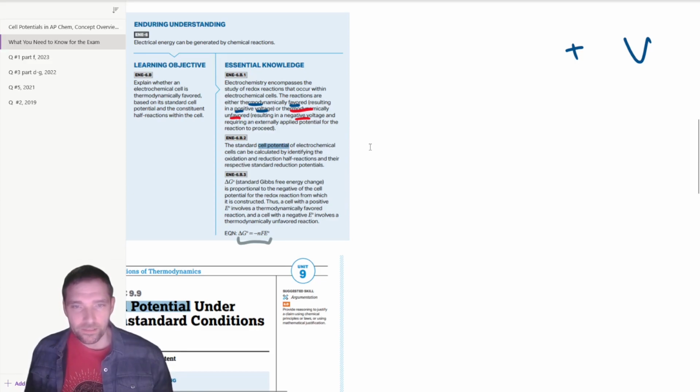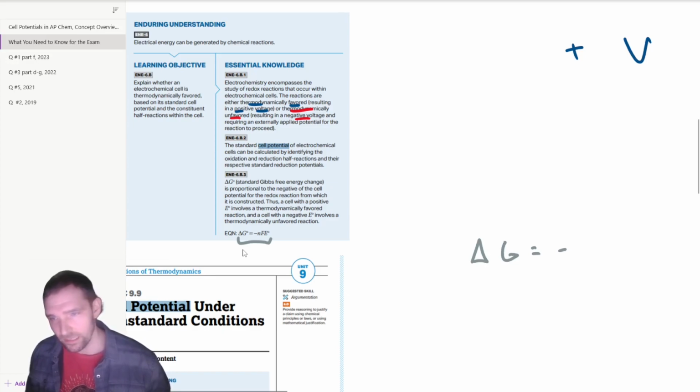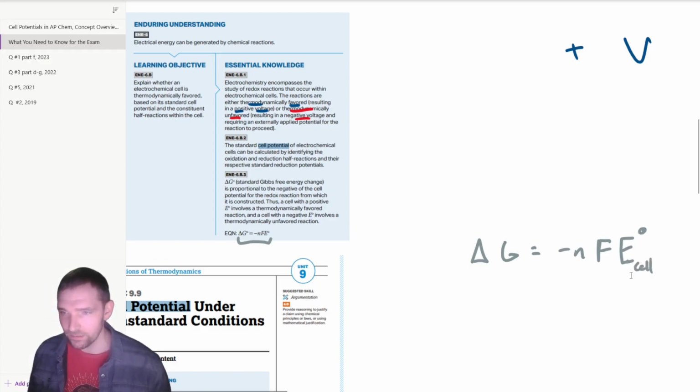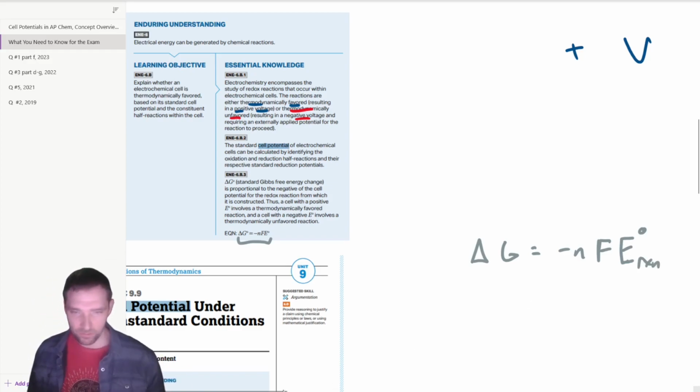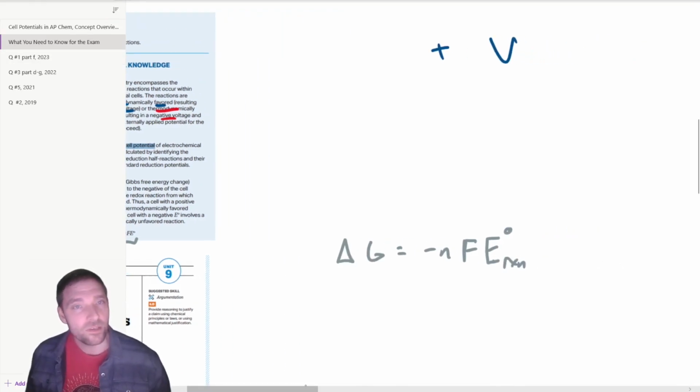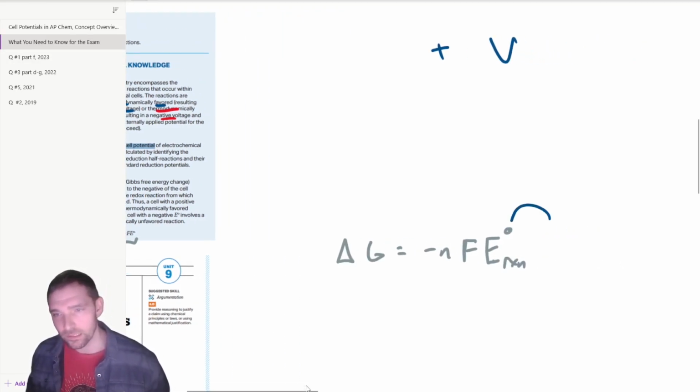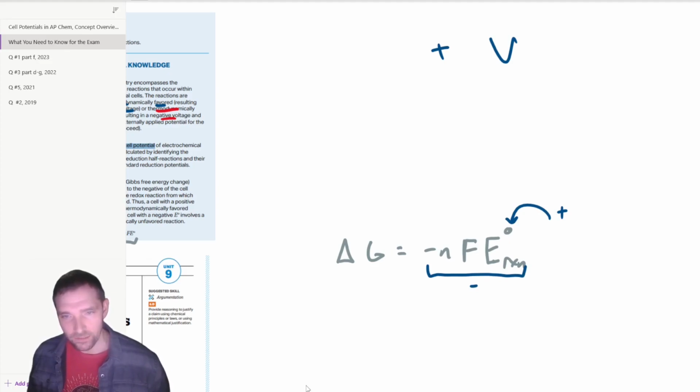So this equation, you can see where we've got this change in G, negative n, F, and then this electrical potential of the cell. So this is of the reaction, and this is going to be a nice way of remembering the positive-negative relationship between these things. So you can imagine here where if I'm plugging in something positive for this, then the value of this overall thing is going to be negative, and you're going to get a negative change in G.